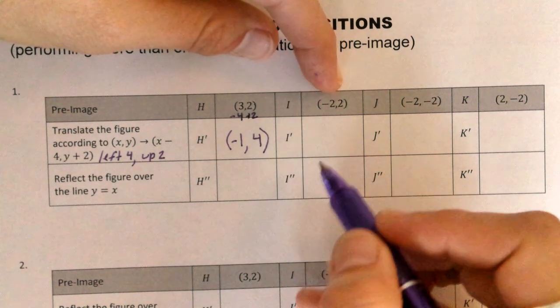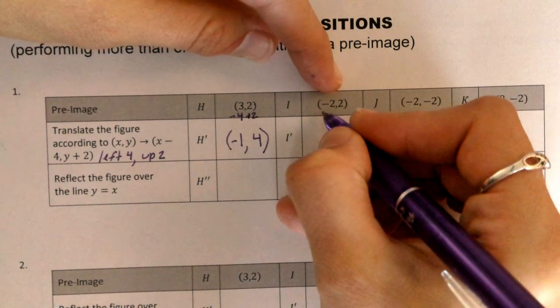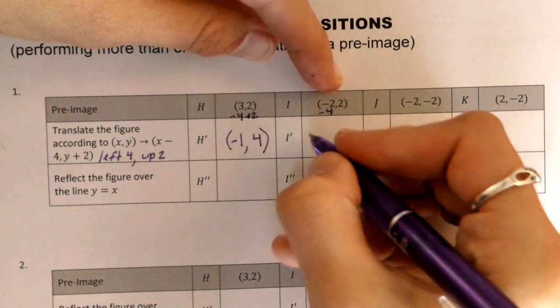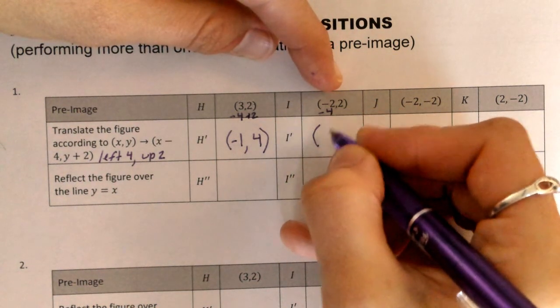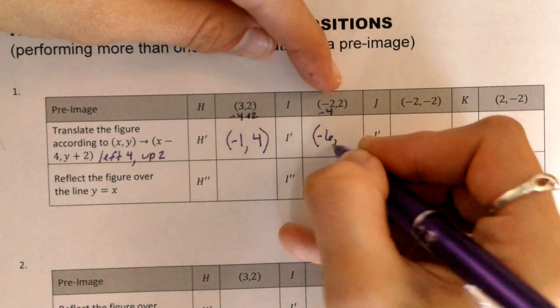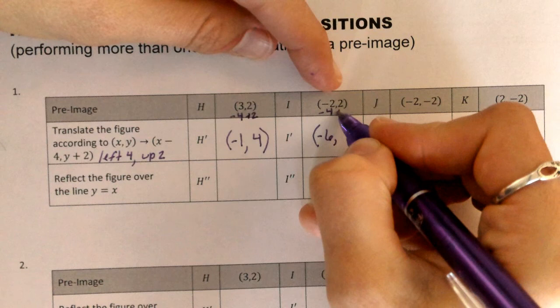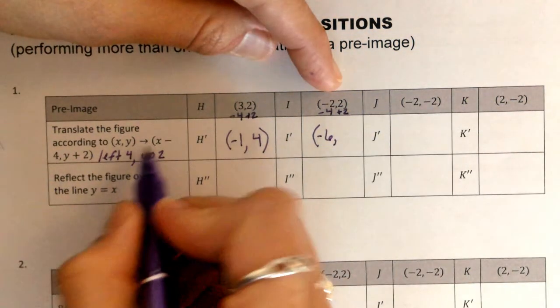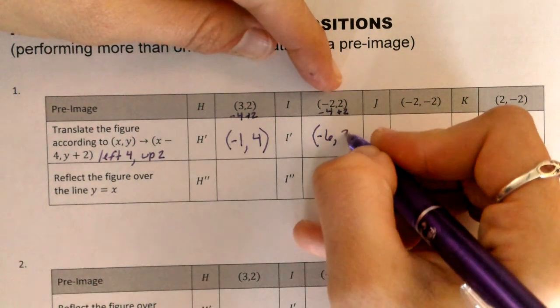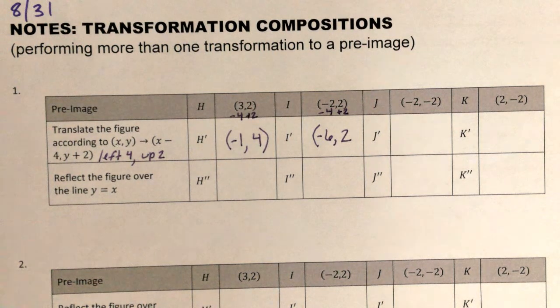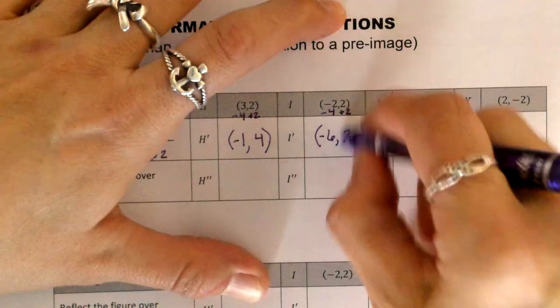Next, I and I prime. Again, we're going to subtract 4 from the x, your new x-coordinate. Negative 2 minus 4 is going to give you negative 6. And then we have our y is 2. We're going to add 2 to it, like it tells us right here. Sorry, it's 4. There's too many 2's.